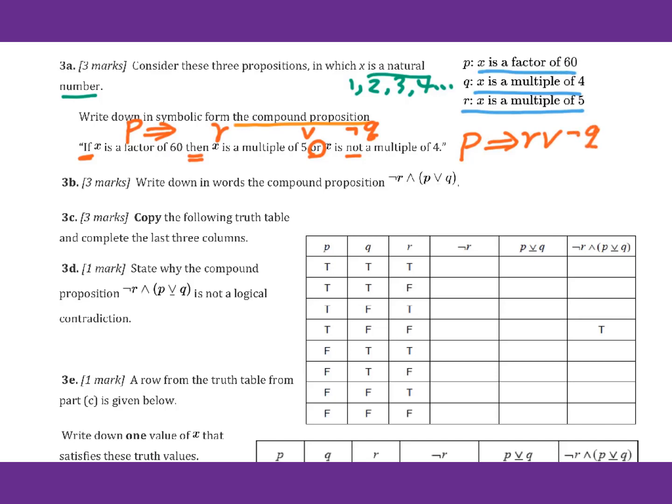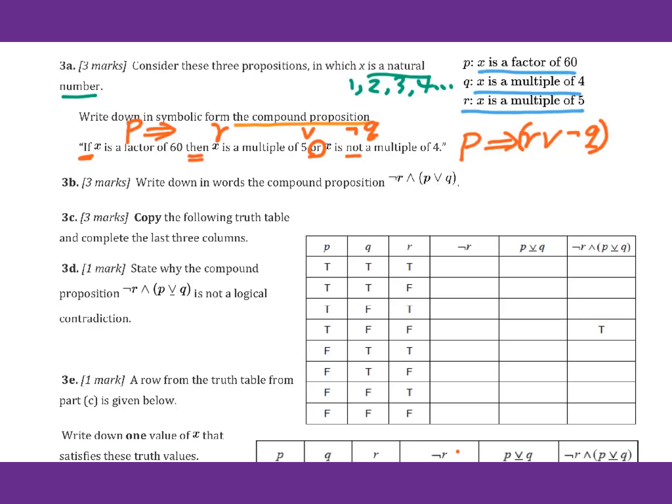Remember, you have to put the parentheses. No parentheses, at most you can get 2 marks. Therefore, for symbolic form, if you have more than one symbol, you have to consider parentheses. Let's go to number 3B.